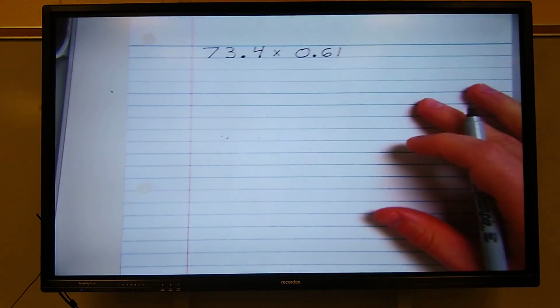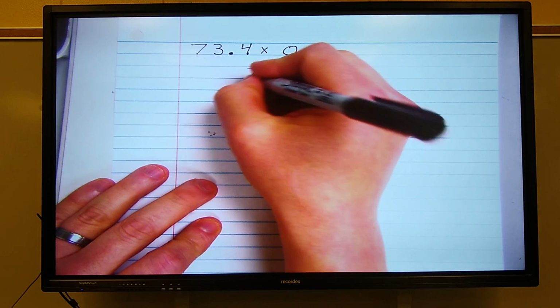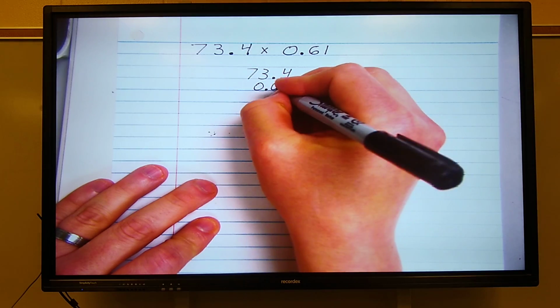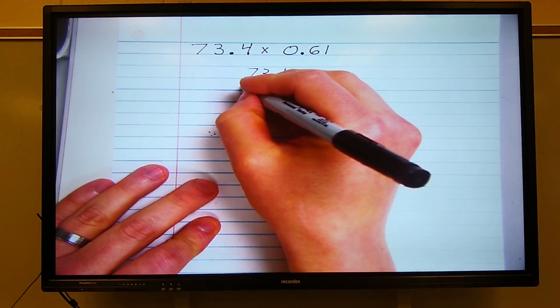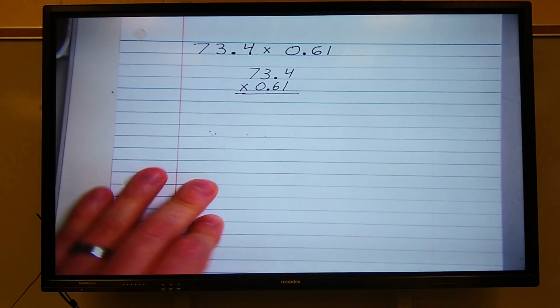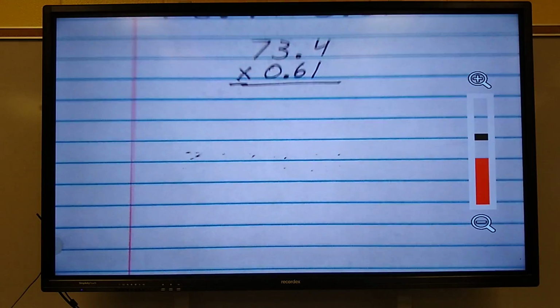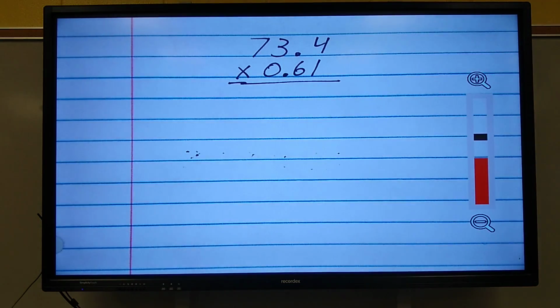Now, our final practice, multiply these two decimals. 73 and 4/10 times 0 and 61 hundredths. And remember, you don't have to line up decimals when you multiply decimals. Pause the video and solve that problem. Do that now. Pause the video. Alright, let's see how bad you did.